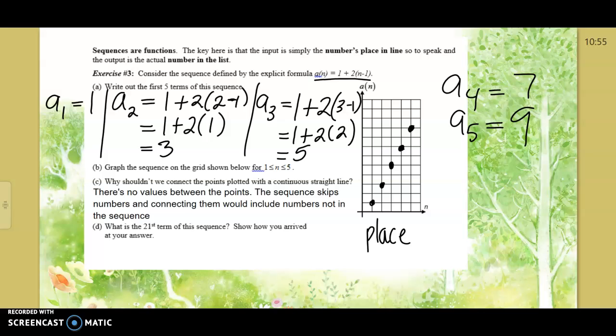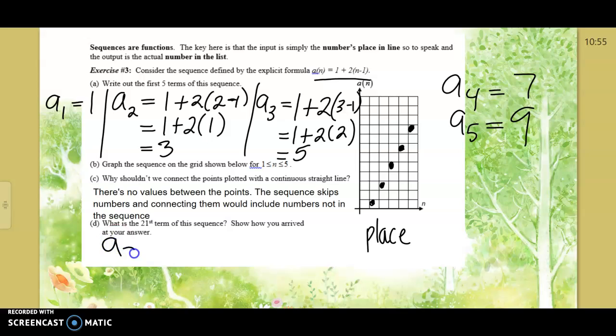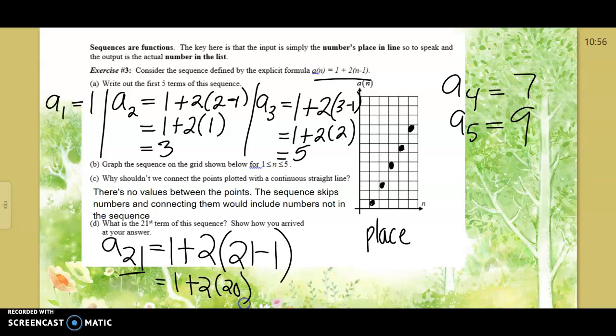A sub n is just representing the number we're trying to find. So A21. We're going to try to find the 21st number. Now you could clearly go 1, 3, 5, 7, 9, 11, 13, all the way out, but I actually could probably beat you, because if I start at 1, I'm going to add 2, 20 times. I'm going to add 2, 20 times, 1 less than the number I'm trying to find. So 1 plus 2 times 20, and we're going to multiply first. How about 41 is the 21st number.